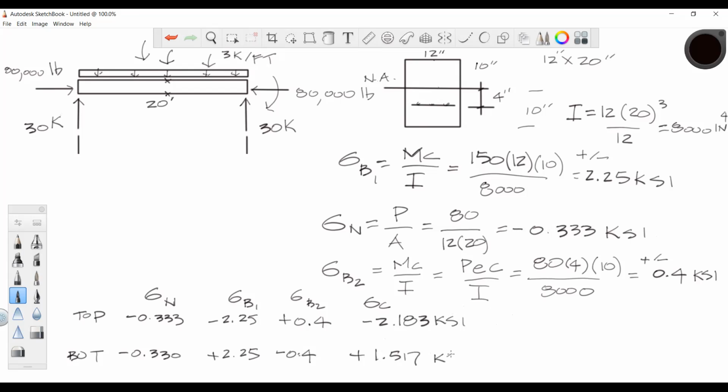1.517 KSI. So the top of that beam is in compression, and it's developing a compressive stress at the top. The bottom of that beam is in tension, so it's developing that tensile stress. You guys okay with that?